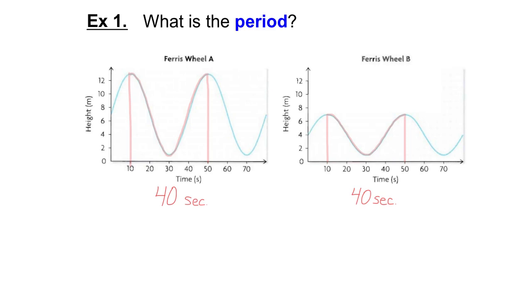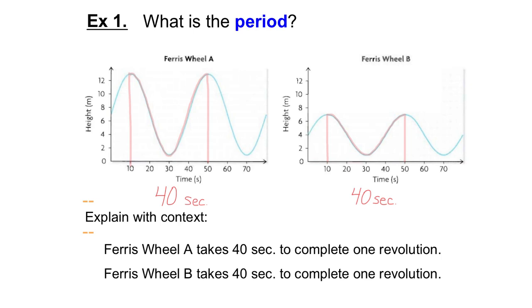But what does that mean? What does the 40 seconds represent when we're talking about these Ferris wheels? Relate it back to the warm-up. What does the 40 seconds mean? Well, it means they both take 40 seconds to complete one revolution. So here's how we're relating the graph to the context of a Ferris wheel. The period would be how long it takes to go around the Ferris wheel one time.